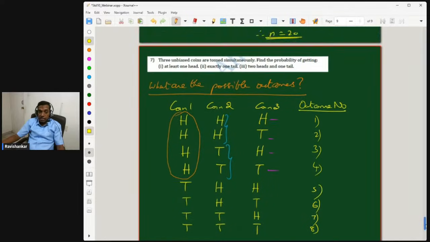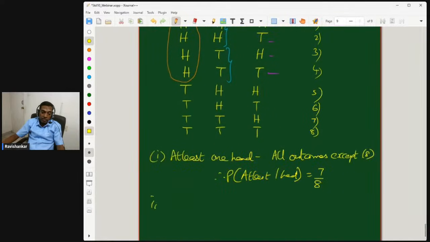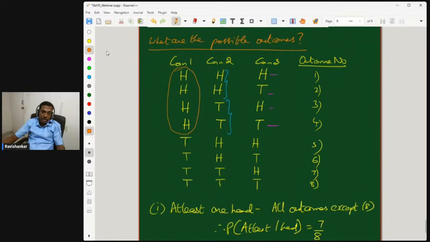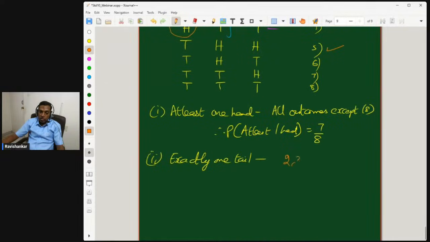The next is exactly one tail. The outcomes that have exactly one tail, you can see number 2, number 3, number 5. So 3 by 8. And the third question is 2 heads and 1 tail.